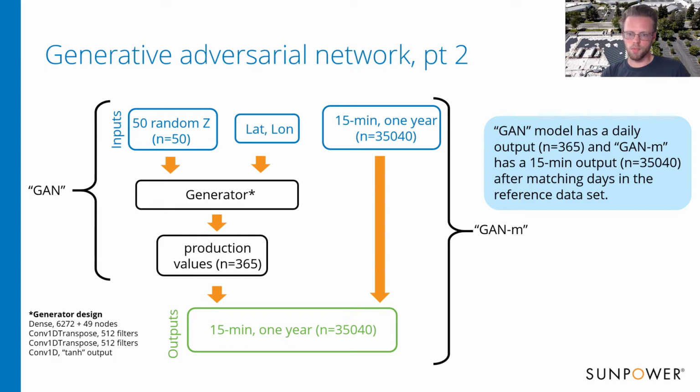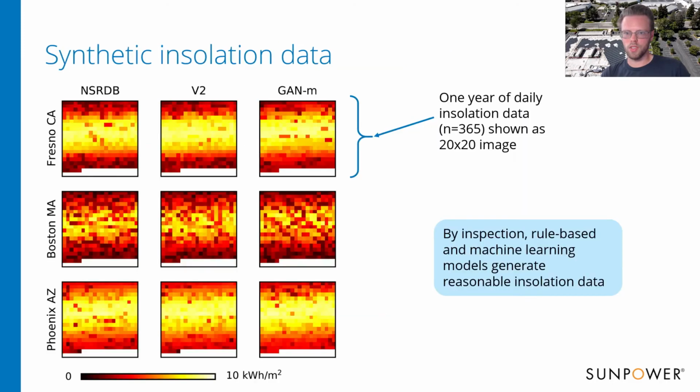And this, we do a matching process of the days of the raw output to the 15-minute input, and that gives us the outputs that we want. And you can see we can run this as many times as we want with different random numbers to get different PV production forecasts. So let's inspect some of these examples.